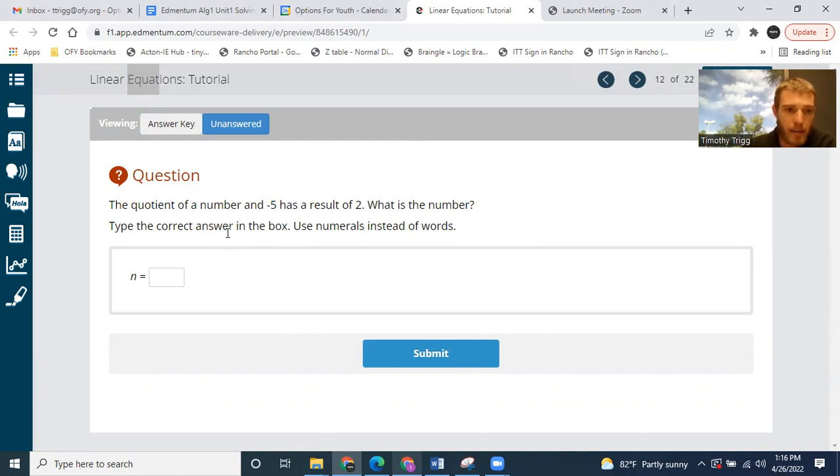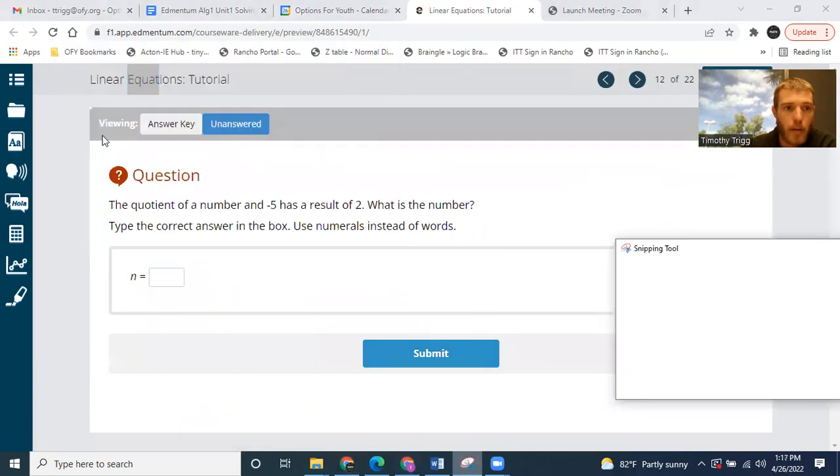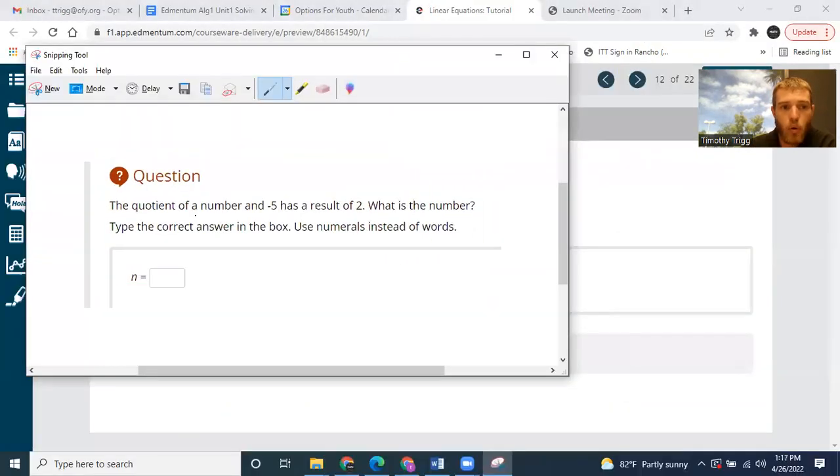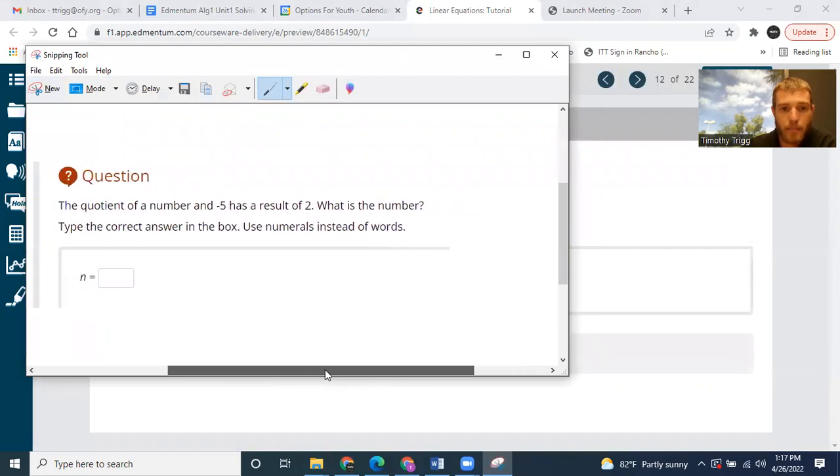and it should stop you automatically. It says, the quotient of a number and -5 results in 2. What is the number? So a couple of things here. Notice it says the quotient. That means we're going to be dividing. So quotient means you're dividing.